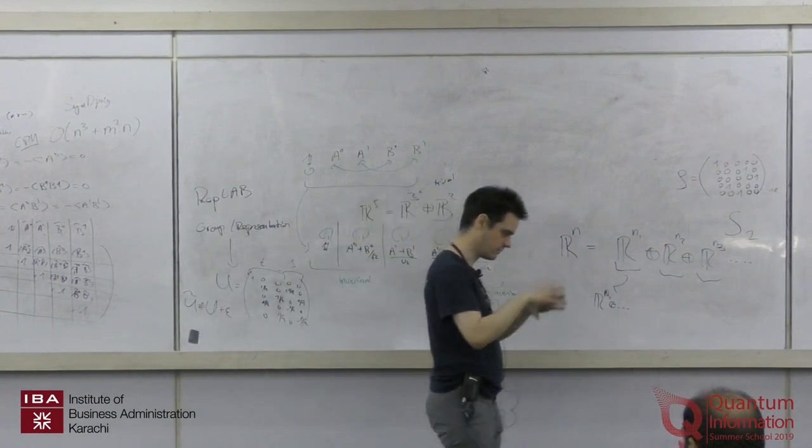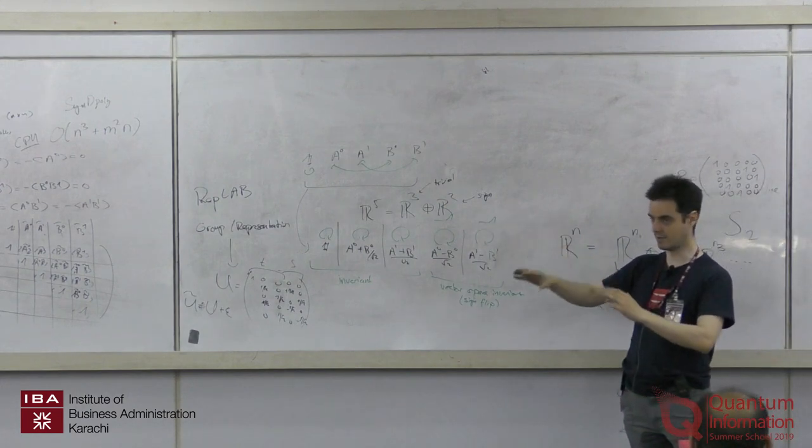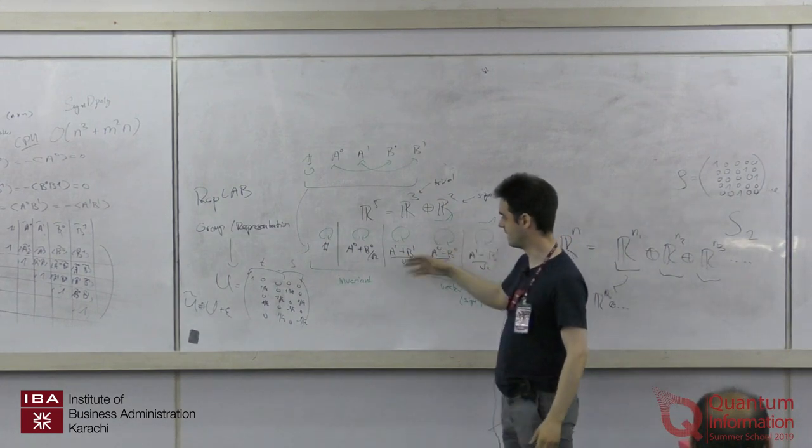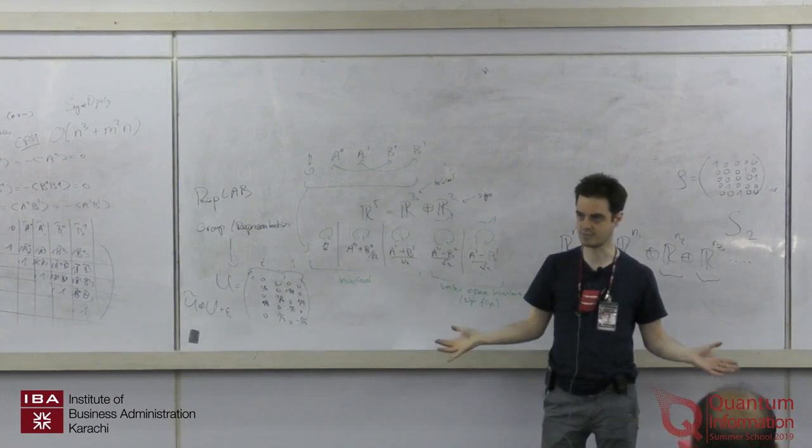You will see in the lab that when you type a group and ask RepLab to decompose, it tells you the number of inequivalent representations and, inside each block, how many copies. And from that, you deduce the size of your SDP.